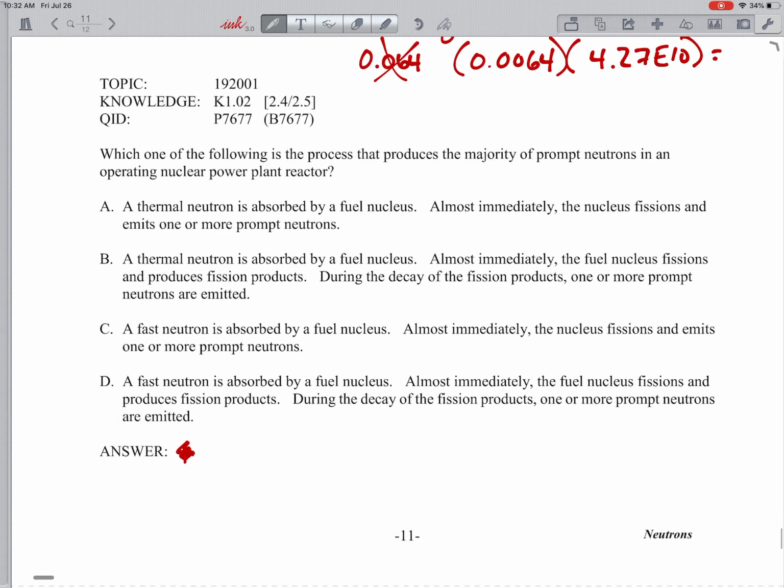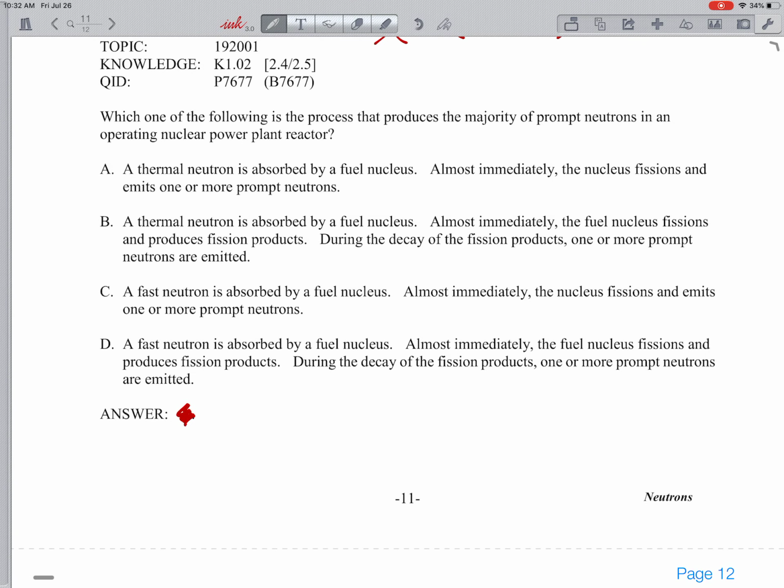So the next one. P7677, which of the following is the process that produces a majority of prompt neutrons in an operating nuclear power plant? A thermal neutron is absorbed by a fuel nucleus. Almost immediately, the nucleus fissions and emits one or more prompt neutrons. I like that. Another option: a thermal neutron is absorbed by a fuel nucleus, the fuel nucleus fissions and produces fission products, and during the decay of the fission products, one or more prompt neutrons are emitted.